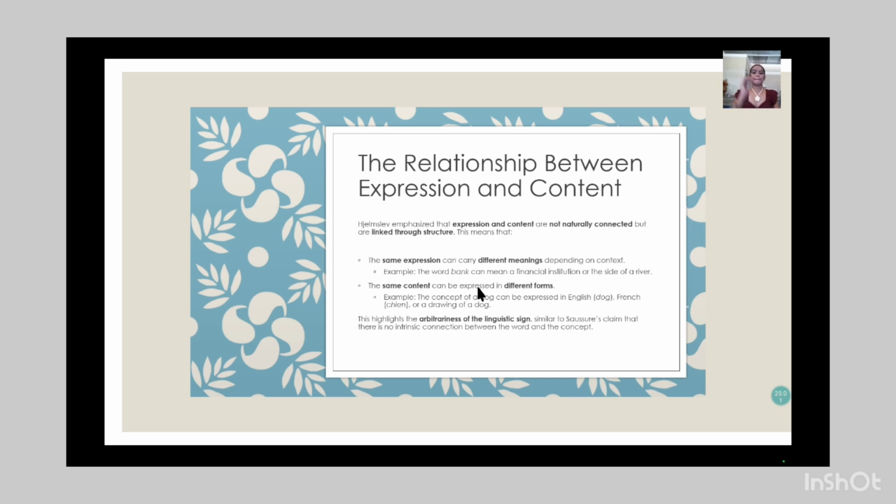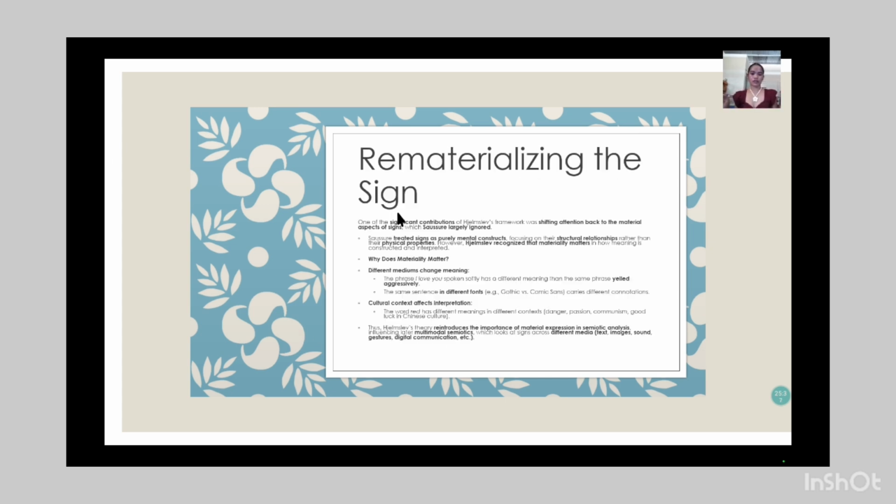For example, the word bank can mean a financial institution or the side of a river. Next, the same content can be expressed in different forms. For example, the concept of a dog can be expressed in English as dog, in French as chien, or as a drawing of a dog. So this highlights the arbitrariness of the linguistic sign, similar to Saussure's claim that there is no intrinsic connection between the word and the concept. Next is rematerializing the sign.